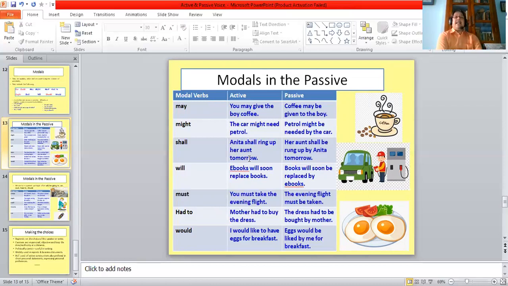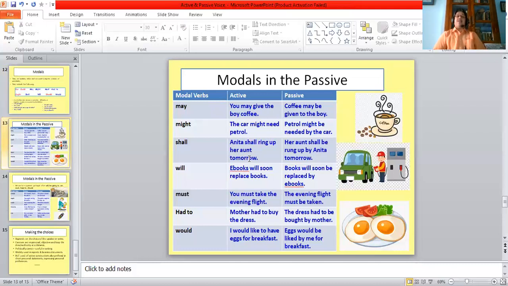Shall. Anita shall ring up her aunt tomorrow. This is going to change into, her aunt shall be rung up by Anita tomorrow. What about the use of will? E-books will soon replace books. Now, this will be changed into, books will soon be replaced by e-books. What about the use of must? You must take the evening flight. This will change to, the evening flight must be taken. By you is, of course, understood.